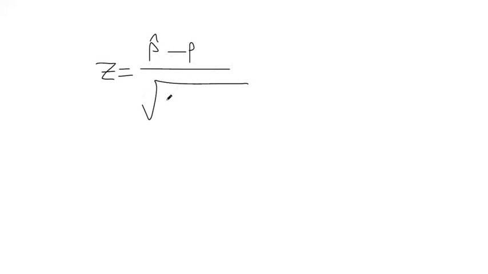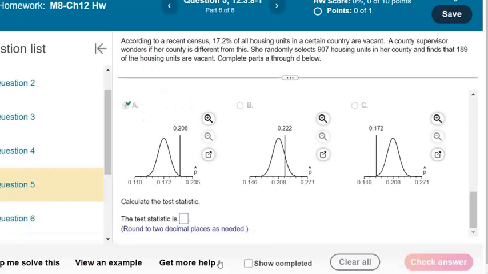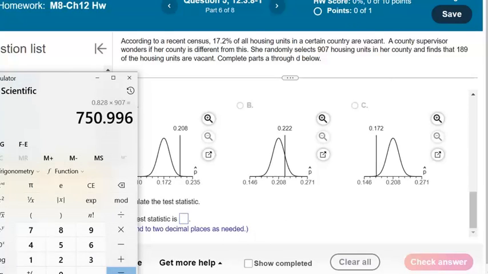The test statistic Z is your sample proportion minus the population proportion divided by the square root of P times 1 minus P. By the way, this is Q. Okay, that's just Q. Let me divide by N. So this is just plugging in the numbers that we have up here. 907 is N. Our sample proportion, 189 divided by 907. I'll keep some decimals here.